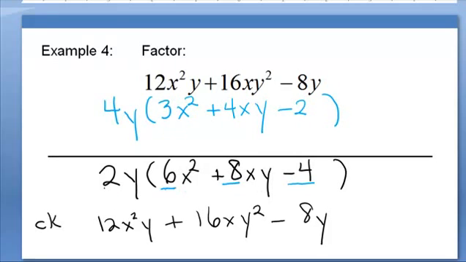You could fix it from here by taking out the 2 now, and it would multiply by your 2 on the outside. Or if that's too messy, you could just start over. But it's not finished. It's not factored completely. So you always want to try to find the GCF.